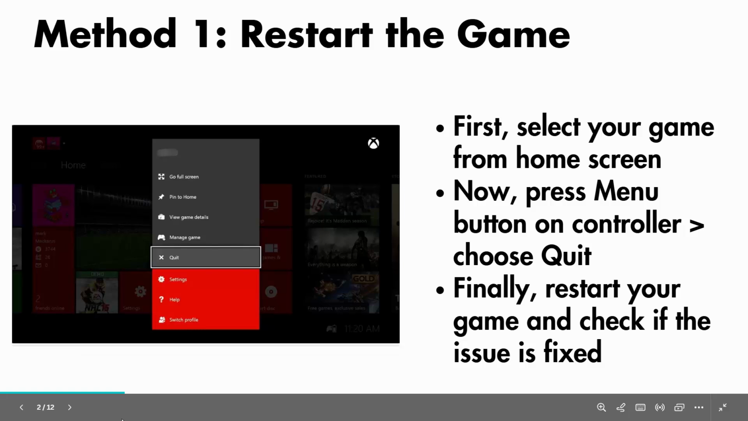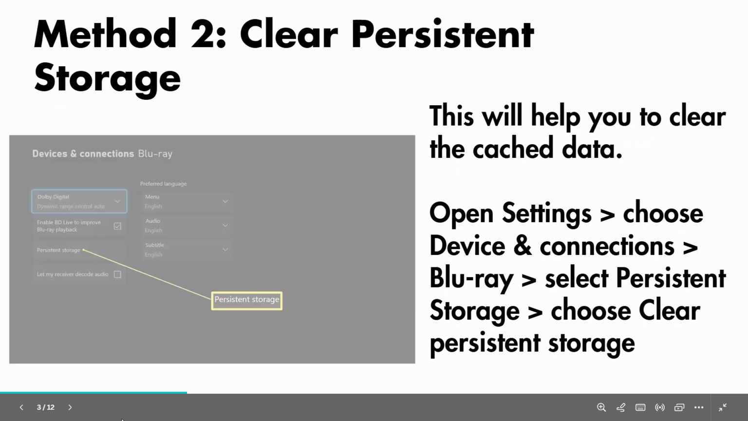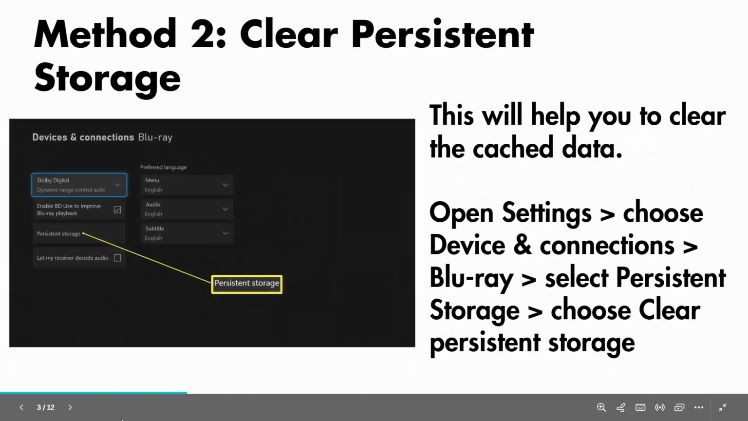If not, the next method is to clear persistent storage. This will help you to clear the cached data. For that, open Settings, then choose Devices and connections, then Blu-ray, then select Persistent storage, then select Clear persistent storage. After this, check if the problem is resolved or not.